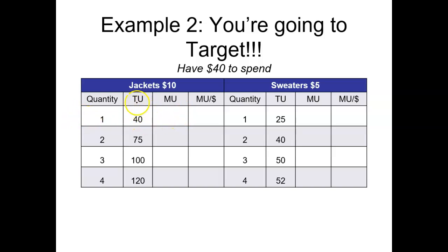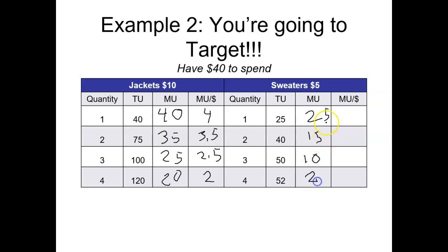Okay, so let me go and write this in. So I'm going to go pretty quick. I'm using my mouse, so it's going to be a little clunky here. So we got 40, 35, 25, and 20. It's a $10 price tag, so marginal utility per dollar is 4, and 3.5, and 2.5, and 2. Then over here we got 25, 15, 10, and 2, and the price is $5, so it's going to be marginal utility per dollar of 5, and 3, and 2, and 0.4.